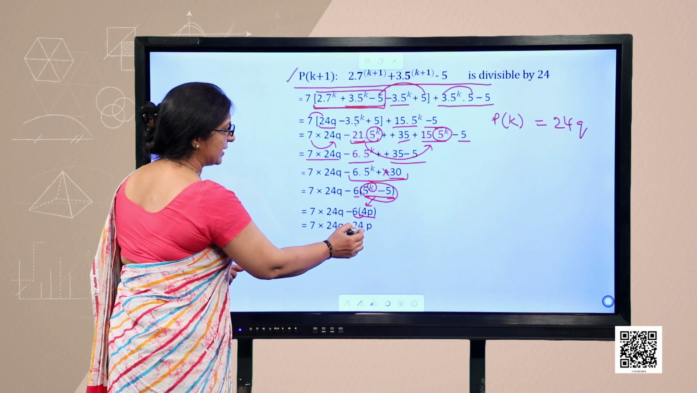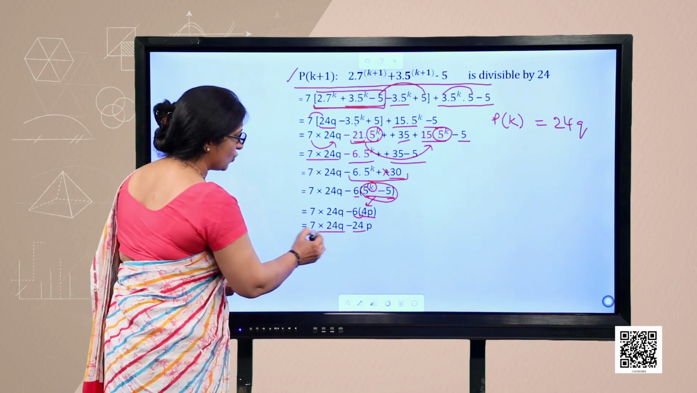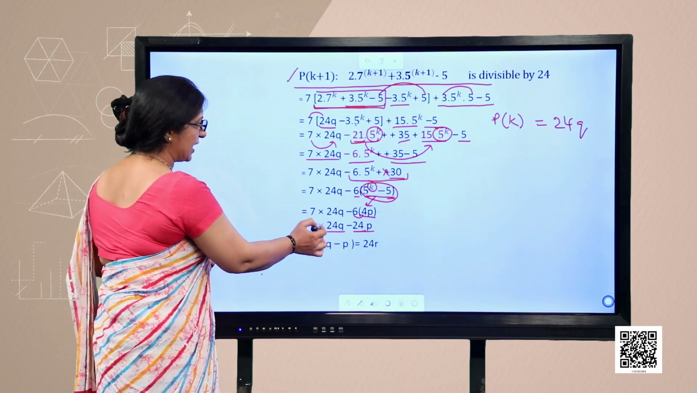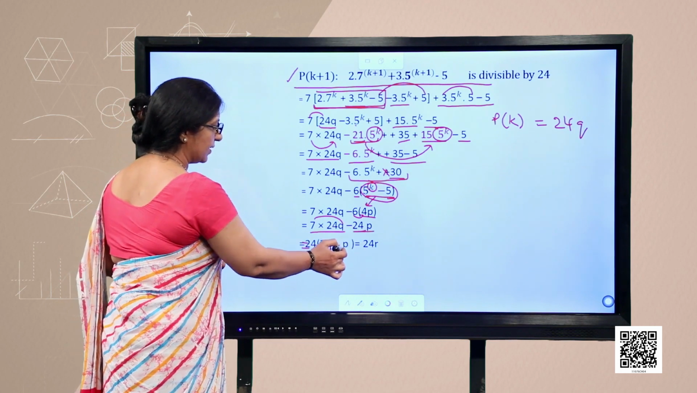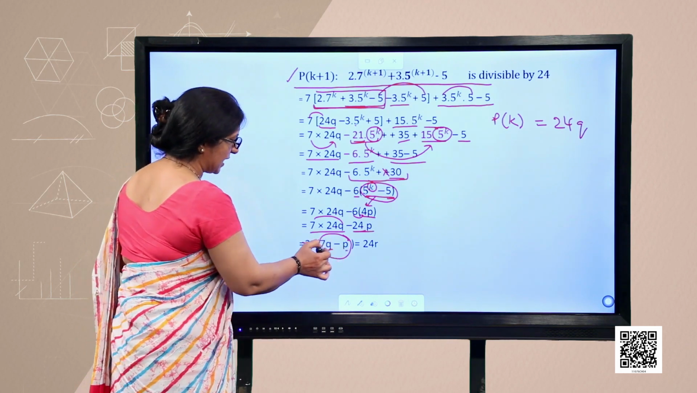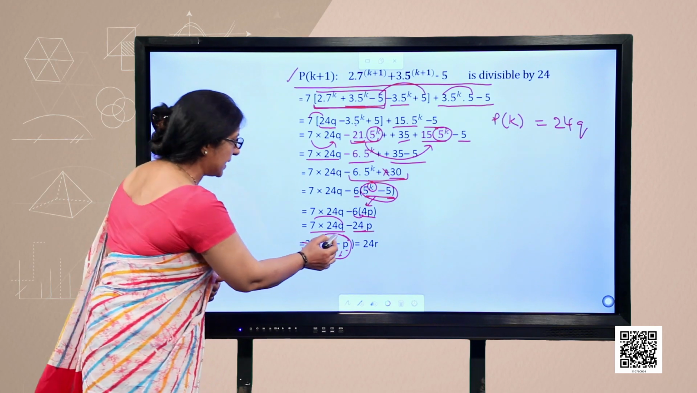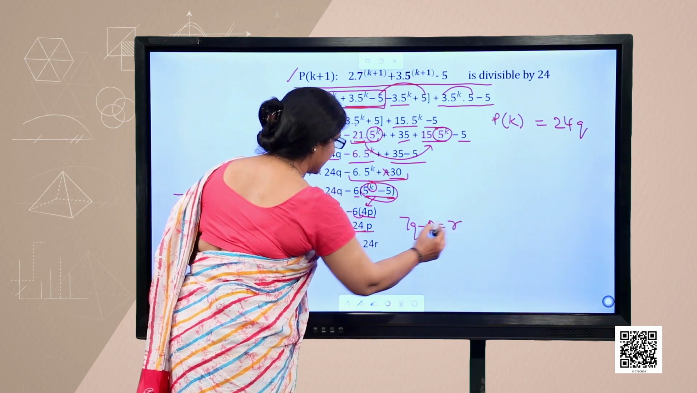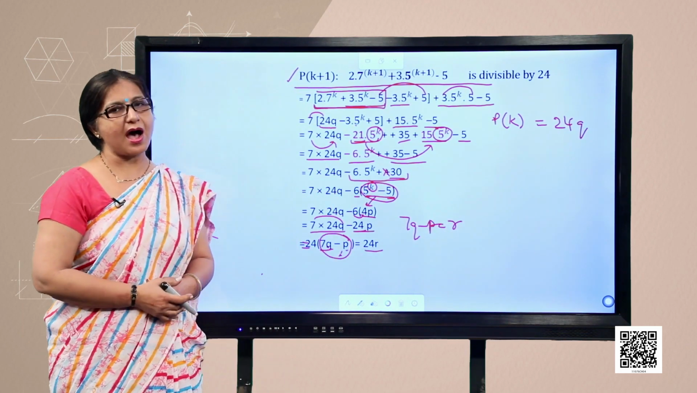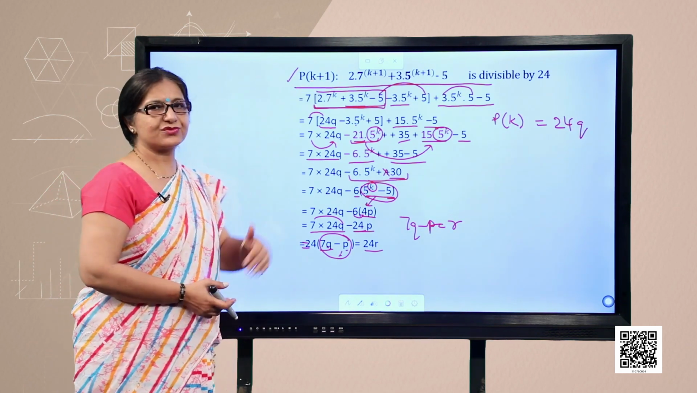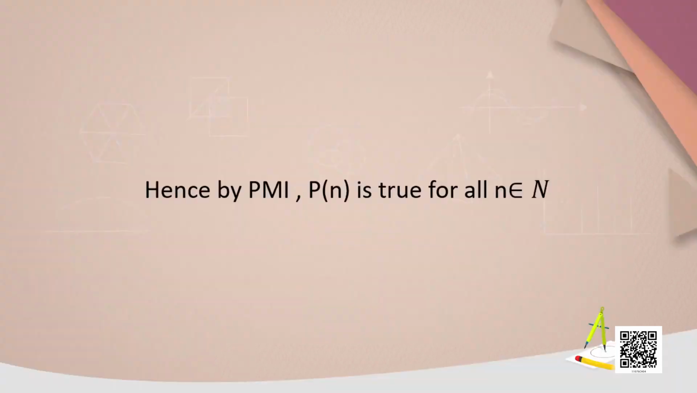Now, further multiplying it, this gives us 24p. From these two expressions, we can take 24 common. After taking 24 common, we are left with 7q here and p here. Now, since both of these are natural numbers, in place of this 7q minus p, we can replace it by r. So, this becomes 24r, which is a multiple of 24. So, the truth of pk plus 1 is established. Hence, by PMI, Pn is true whenever n belongs to natural numbers.